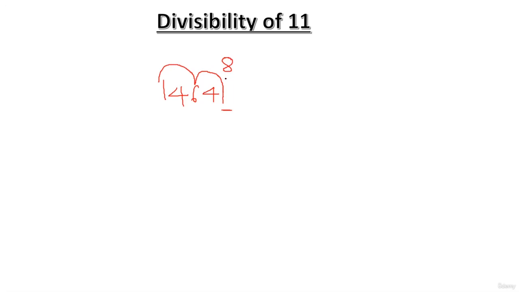Then we take the sum of the remaining places, like we take 4 and 4. 4 plus 4 is basically 8, right? If you observe, the difference of 8 and 8 is 0. So whenever the difference of the sums you have taken, the sum of alternate places starting with the rightmost place, and the sum of the remaining places, is either 0 or a multiple of 11, then the whole number is basically a multiple of 11.